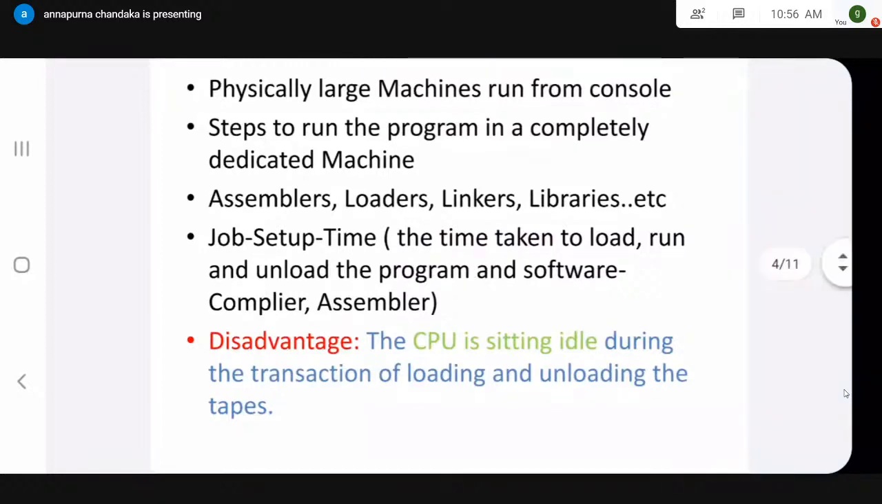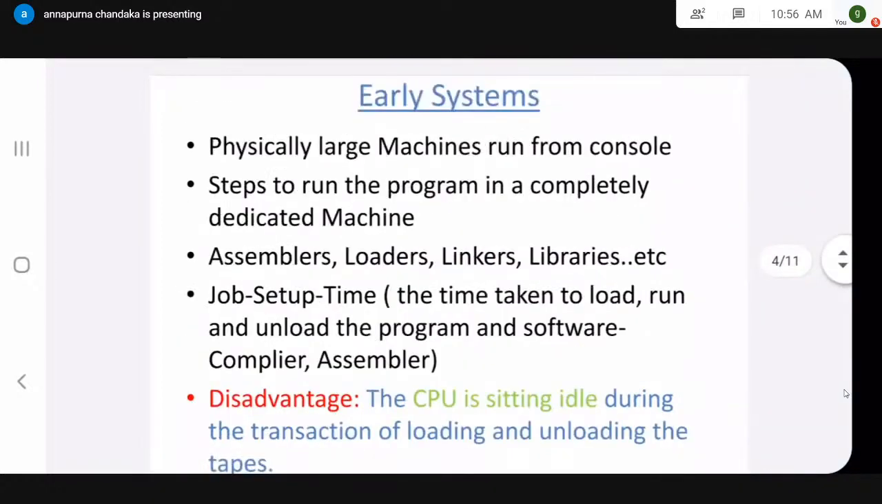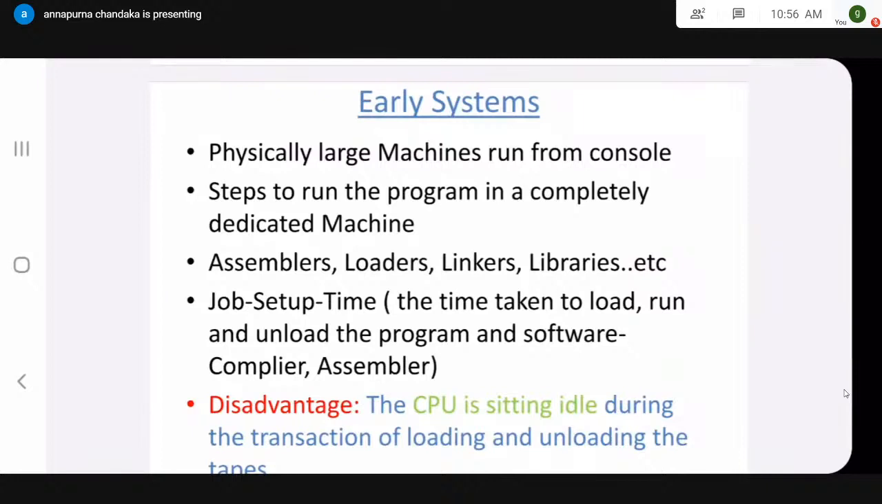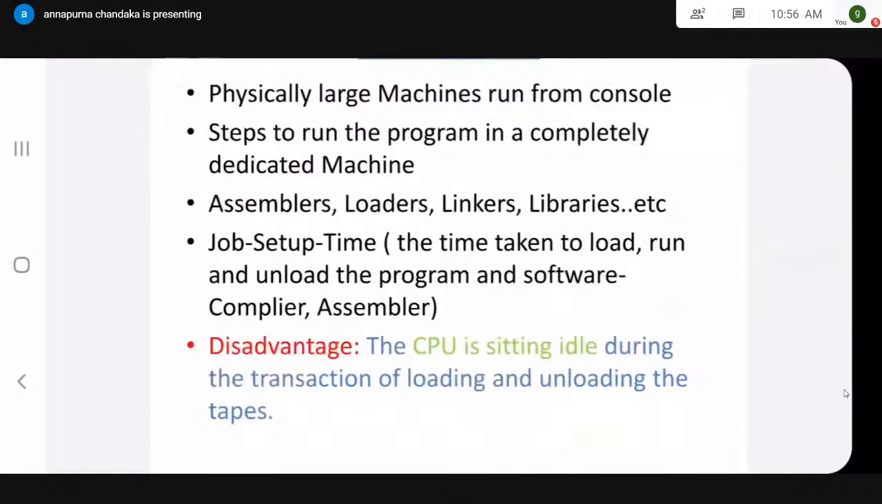Now, in order to execute a particular program, how is it done? First of all, if you want to run a Fortran program, the most famous high-level language in earlier days, Fortran stands for formula translation. In order to execute a Fortran program, first of all, what you need to do is load the Fortran compiler tape.